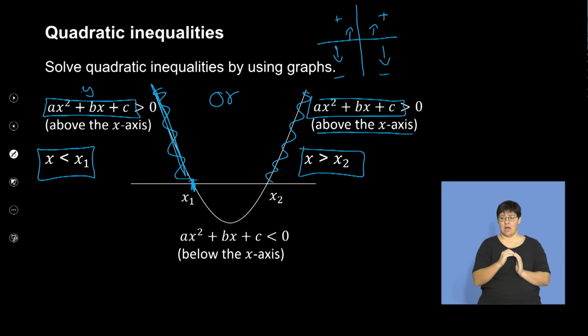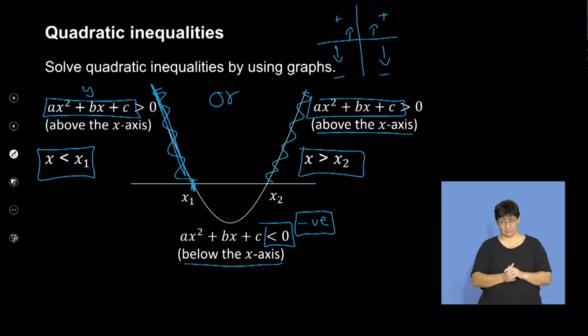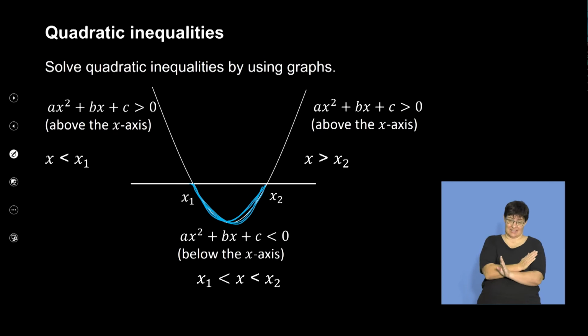But as soon as it becomes below the x-axis, this less than 0 means that it is negative, right? Remember that. Less than 0 means negative according to the number line. So my solution there will be the one where I use an and now. I don't use an or. So my x values will be greater than x1 and less than x2. So it's like it is in between two values.